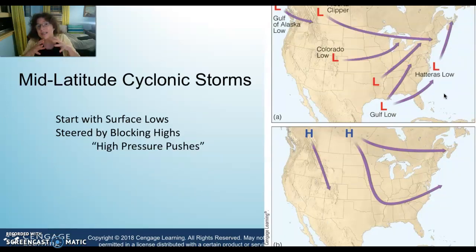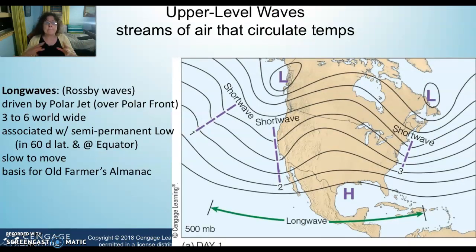These lows are steered by the surface highs that are in place up in the polar regions, so that these highs can come down during the winter and steer the lows. Remember, the high pressure pushes. The lows wouldn't go anywhere without the high pressure pushing it.